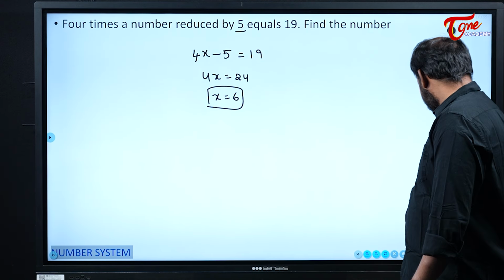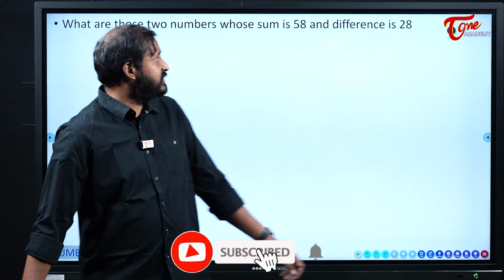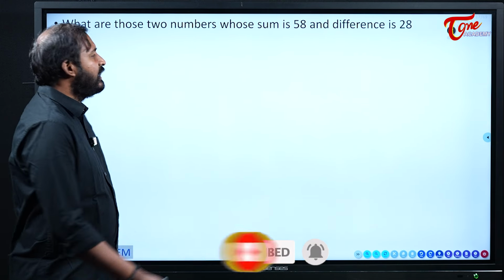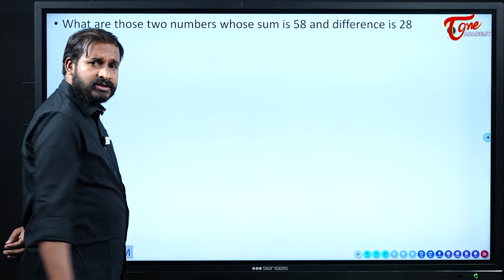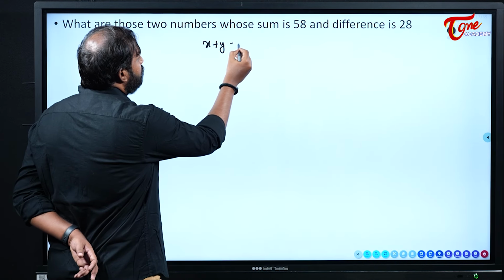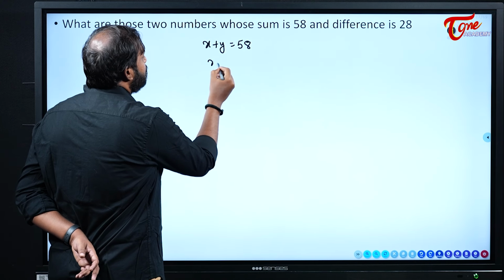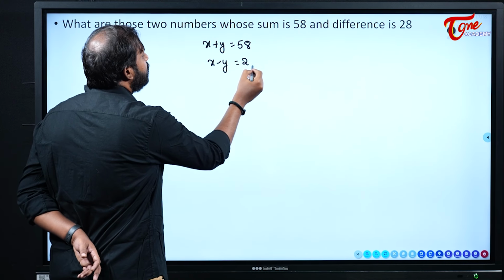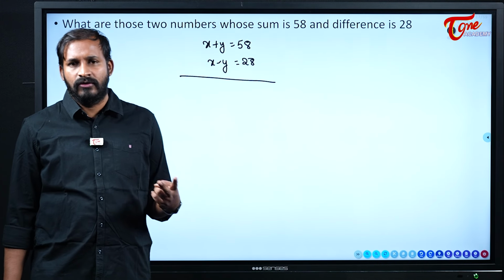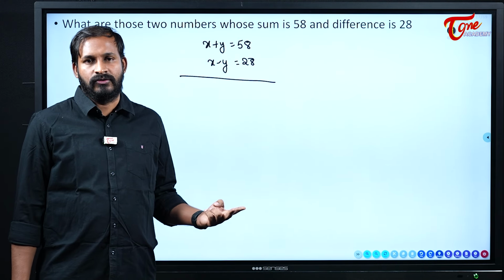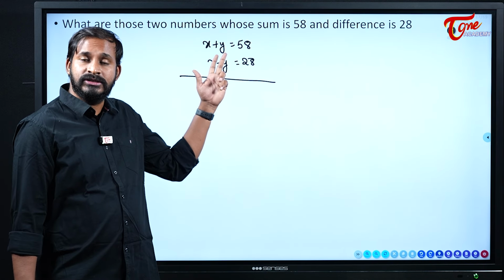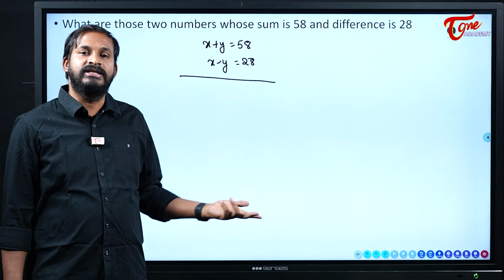Right? Next one. What are those two numbers whose sum is 58 and the difference is 28? Okay, they have given us two numbers whose sum is 58 and difference is 28. So x plus y is equal to 58 and at the same time x minus y is equal to 28. So simply two equations. See, generally when you have two unknowns, we require two equations to solve. If you have three unknowns, we require three equations to solve. Anyway, here we have two unknowns and two equations, so we can easily solve them.